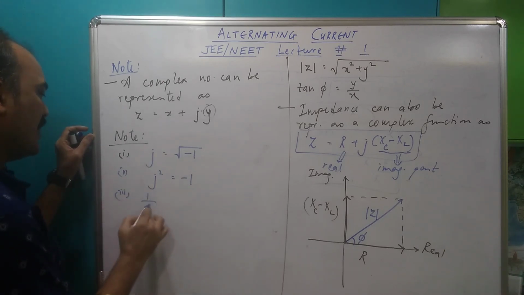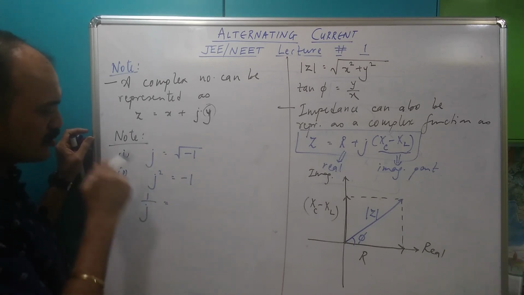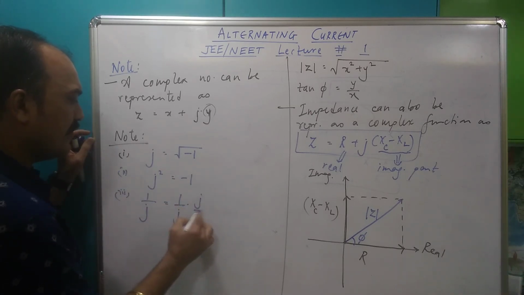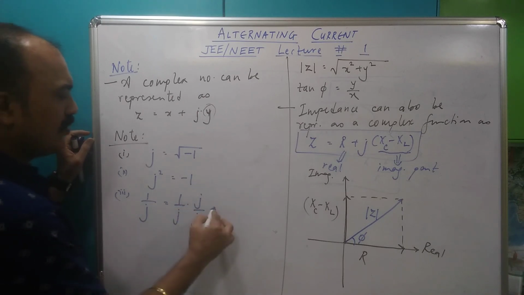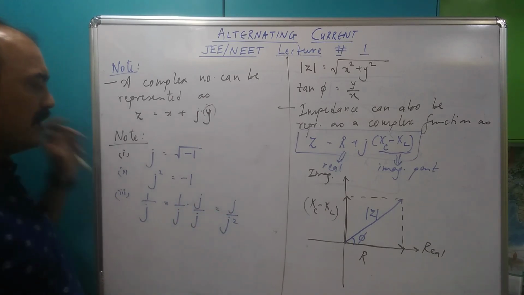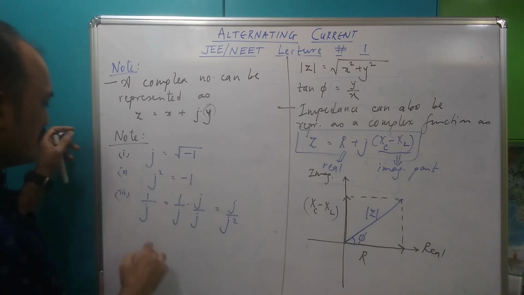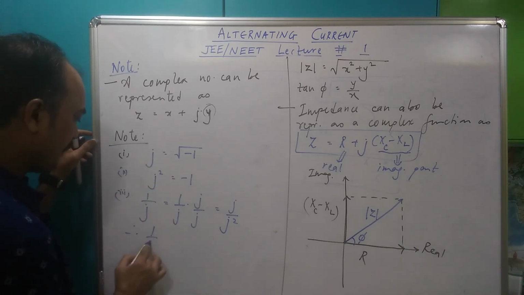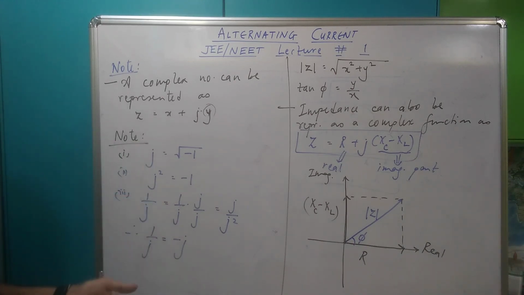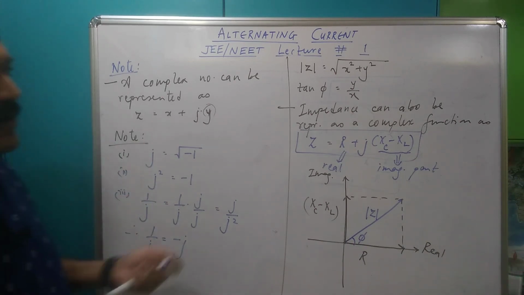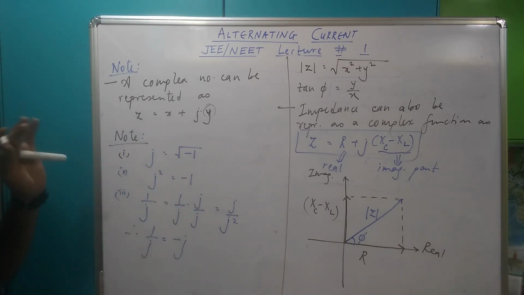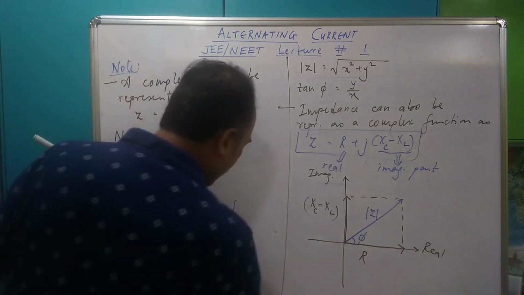Third, 1 by j. Now, how do you solve 1 by j? What you do is you multiply and divide by j. So 1 into j is j, and j times j is j square, and j square we know is -1. So 1 by j is minus j. We might use this, we might not use this, it might come up, might not come up, but we need to know. That is why I've done this. Okay, so have a look at this and we move on.